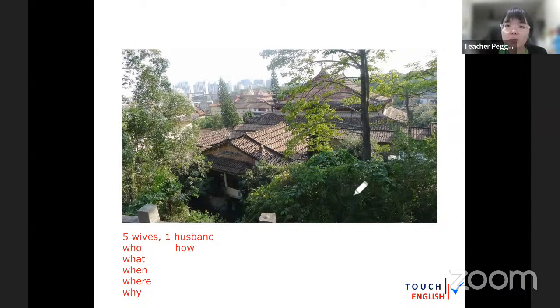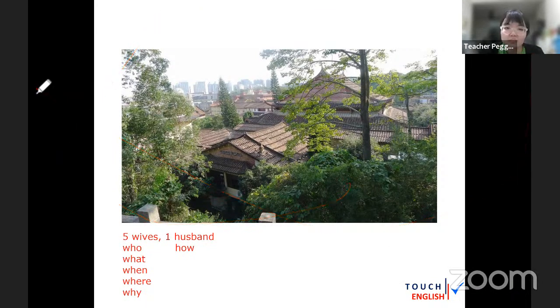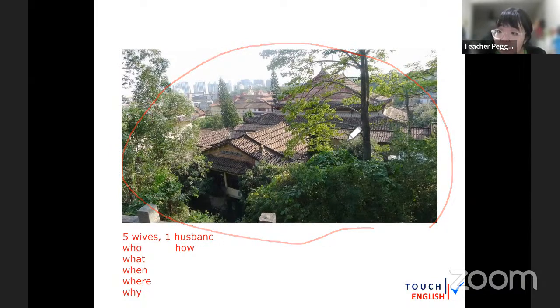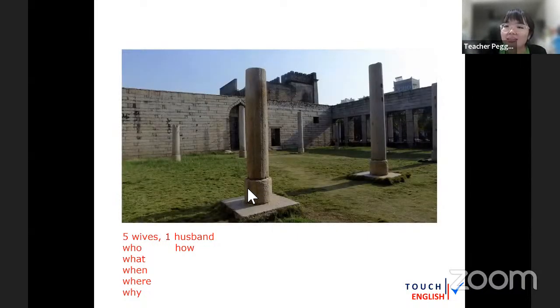Okay, and then why is it okay? The places here very comfortable, a lot of green. Okay, and then how? So how, maybe you can ask yourself, how do you feel about this picture? Do you feel beautiful? Do you feel this place is very comfortable? As I said just now, so how do you feel? So you can ask yourself a question. Okay, so this is for the first picture. Okay, next one.